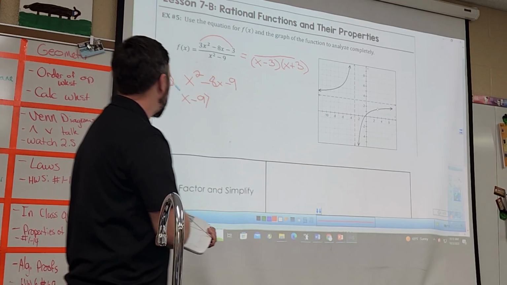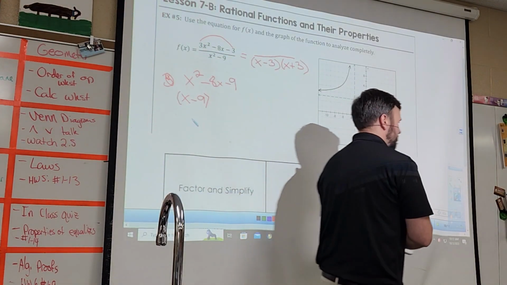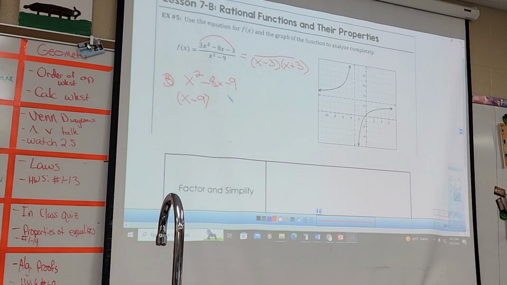Oh man, maybe if I walk over here it'll be better. I usually don't stand over here, it's weird.